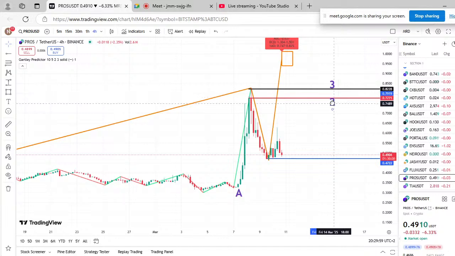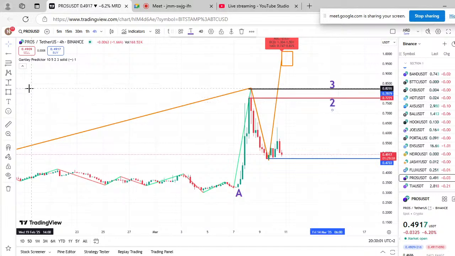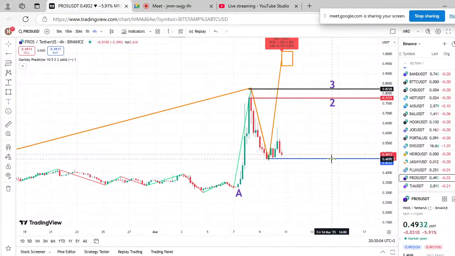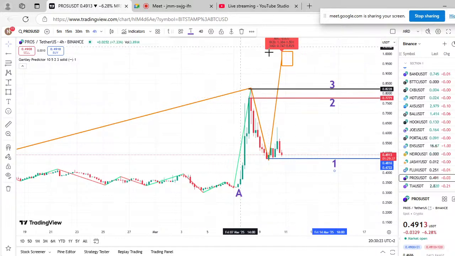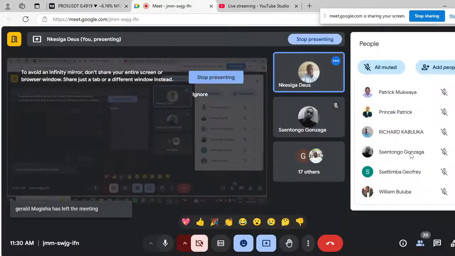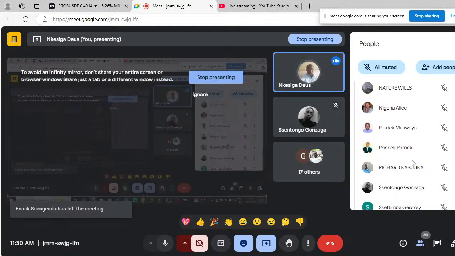Yeah, Mr. Francis. According to what you've been teaching, I can go with the black line, though I've not been practicing because my account is locked. But I can go with the black line, which is number 3. Thank you so much. Let's get another one and see. Let's pick someone here.